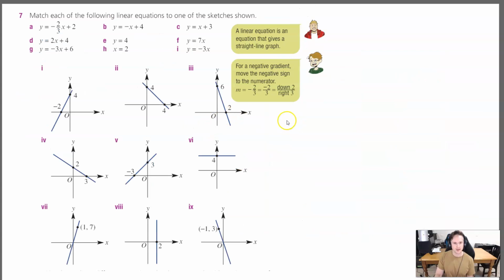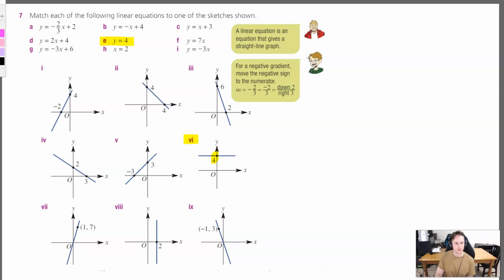All right, so this one is matching linear equations to the sketches shown. This one has just got a lot going on here. Which ones can we cancel out really quickly? I'm just going to use a highlighter here. The first one I can see is y equals 4. I can see this one because you've got that flat line with a slope of 0, and it's got the 4 there. So that's a pretty easy one.